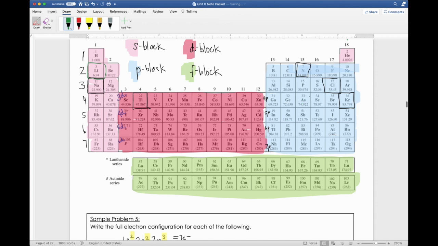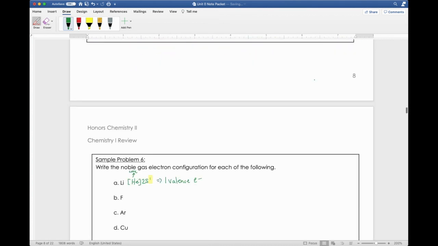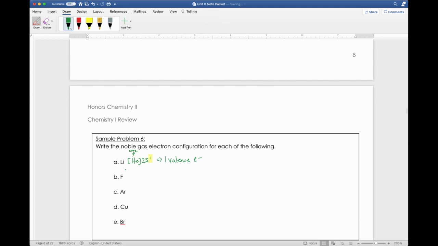Let's look at fluorine. So fluorine is right here. Again, we want to find the noble gas that comes before that element in question. In this case, we're still working with helium. Helium is still the noble gas before that. So I'm going to start off by writing helium in brackets.